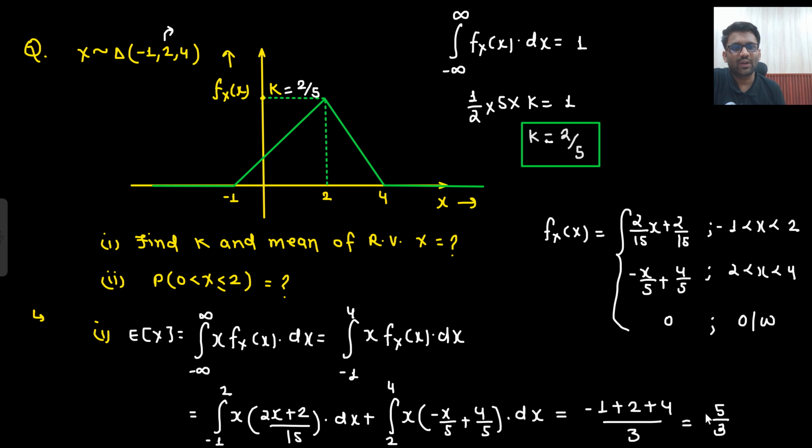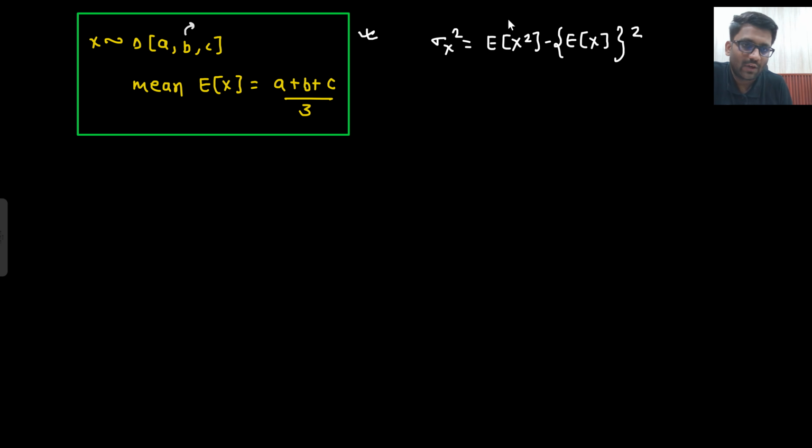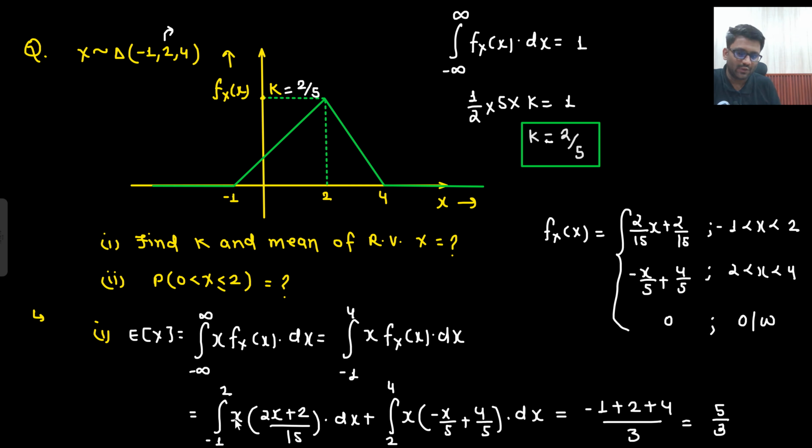Now, someone will say, sir, how to calculate the variance? In a similar manner, the way I calculated e of x, can you calculate e of x square? Yes. So you will calculate e of x square as well. And then if I need to find sigma of x square, it is e of x square minus e of x whole square. How will you calculate this? That you know. In place of x, you need to put x square. That's it. And then you need to solve the integration, you will get some answer.